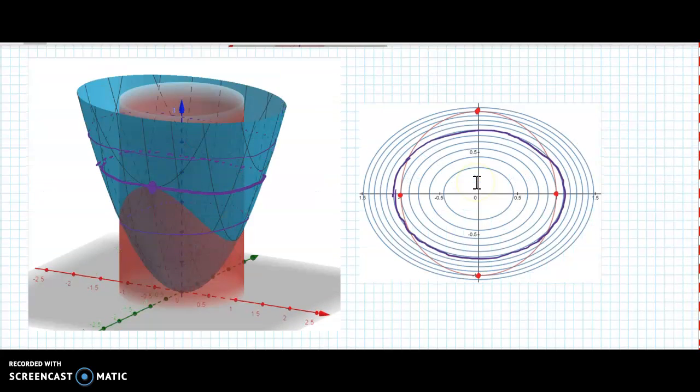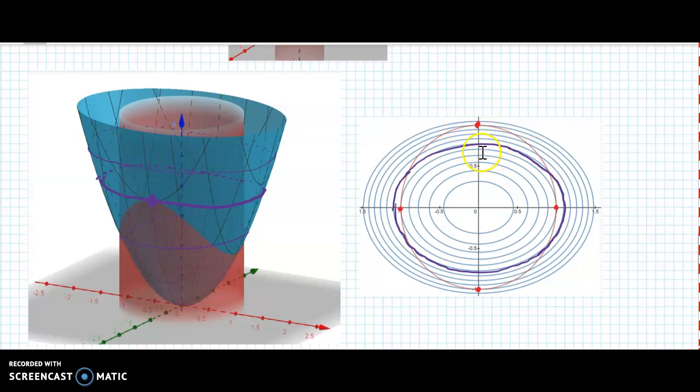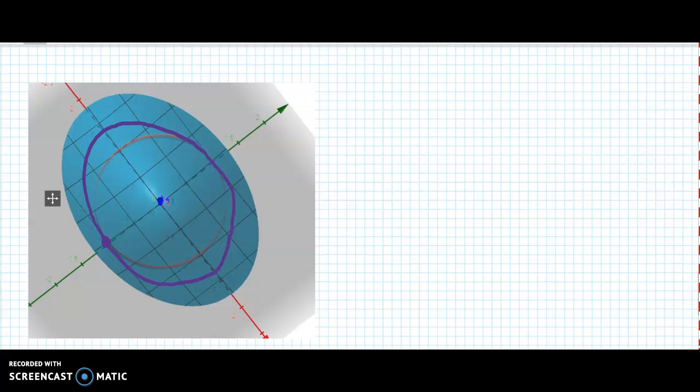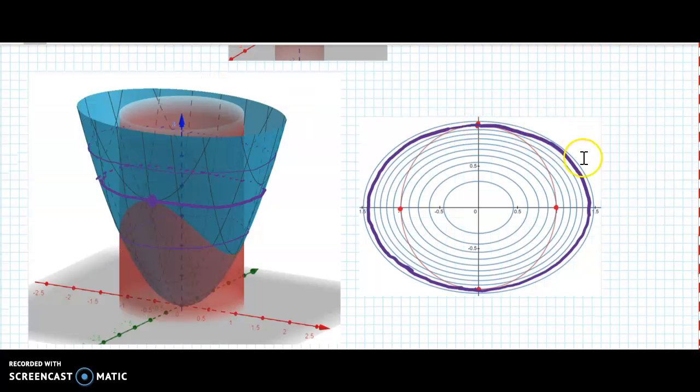So if I come up to here, which one of these level curves that we see is the one that's going to maximize it? Well, can you see it? Boom, it's that one right there. Hopefully you see that. Hopefully that makes sense.